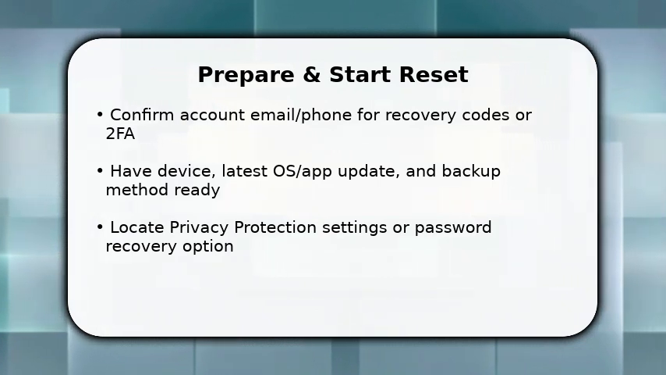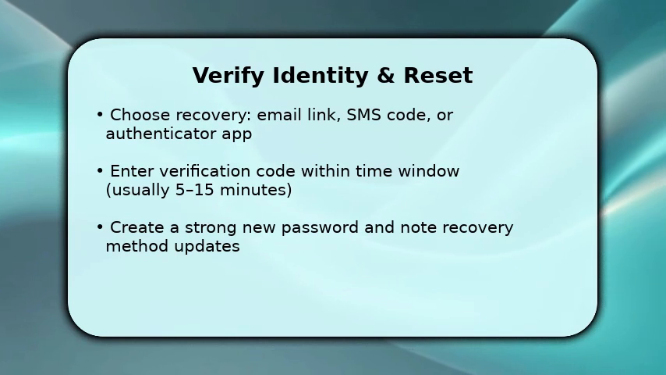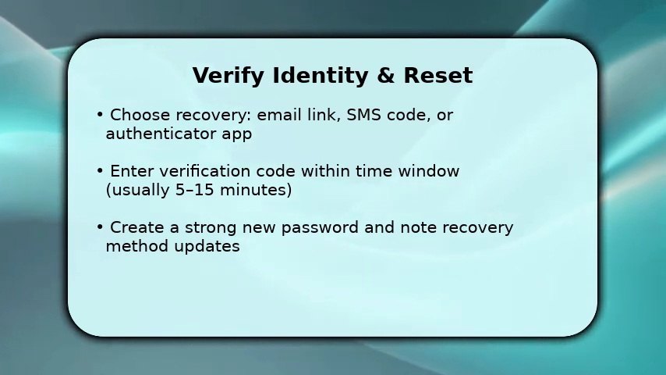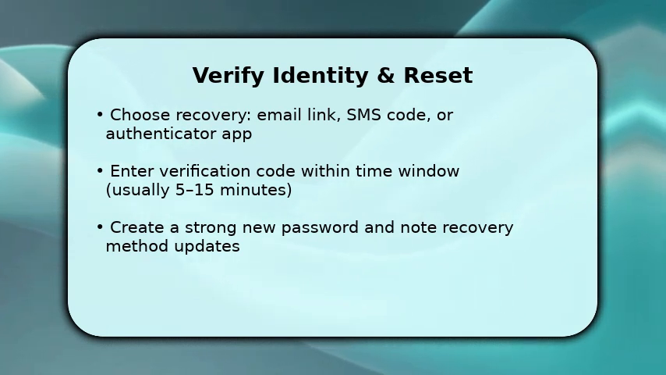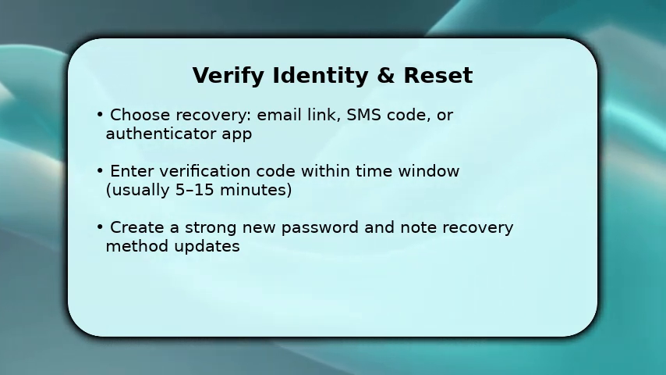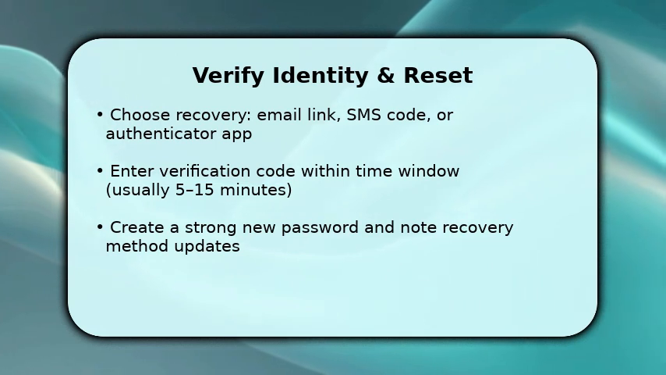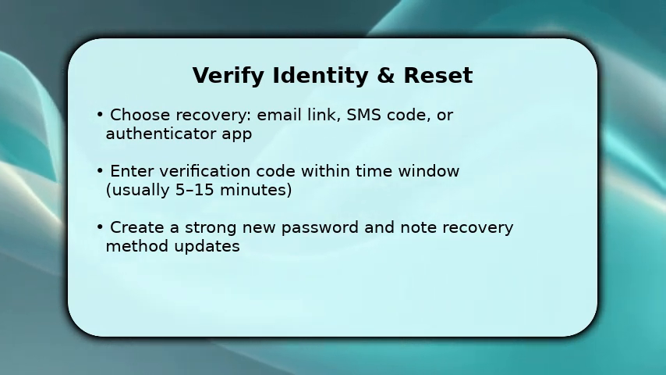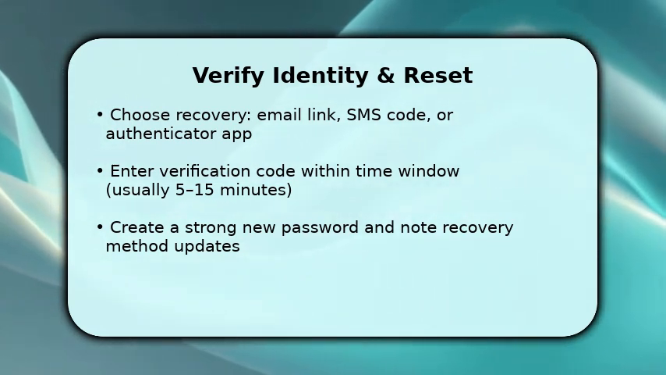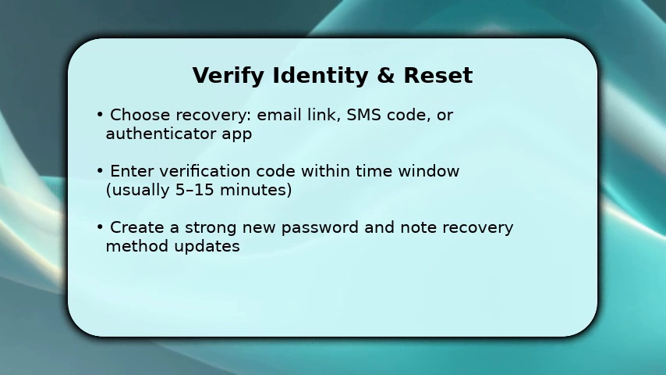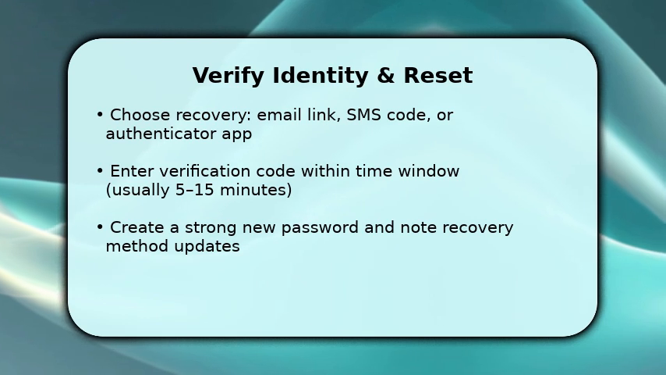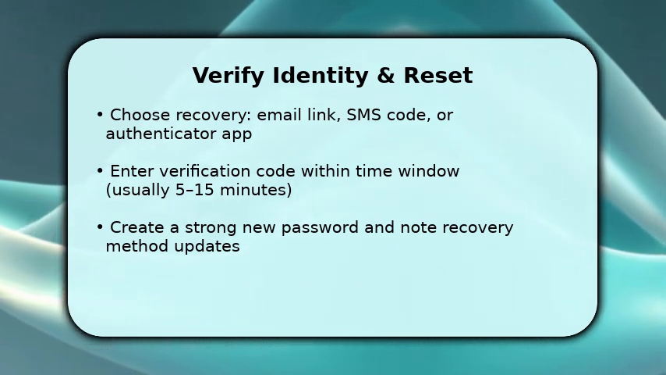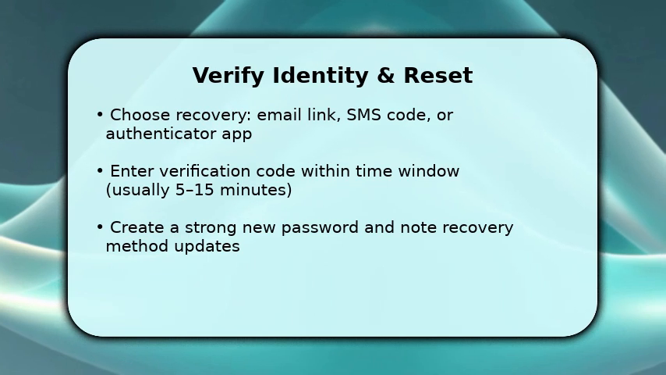Once you've started the recovery flow, choose the verification method available: email link, SMS code, or Authenticator app, and request the code. When you receive the code, enter it immediately because many systems use a short time window for security. After verification, you'll be prompted to set a new privacy protection password. Create a strong, unique password and confirm it. Make sure to update any stored credentials or password managers so future access works.